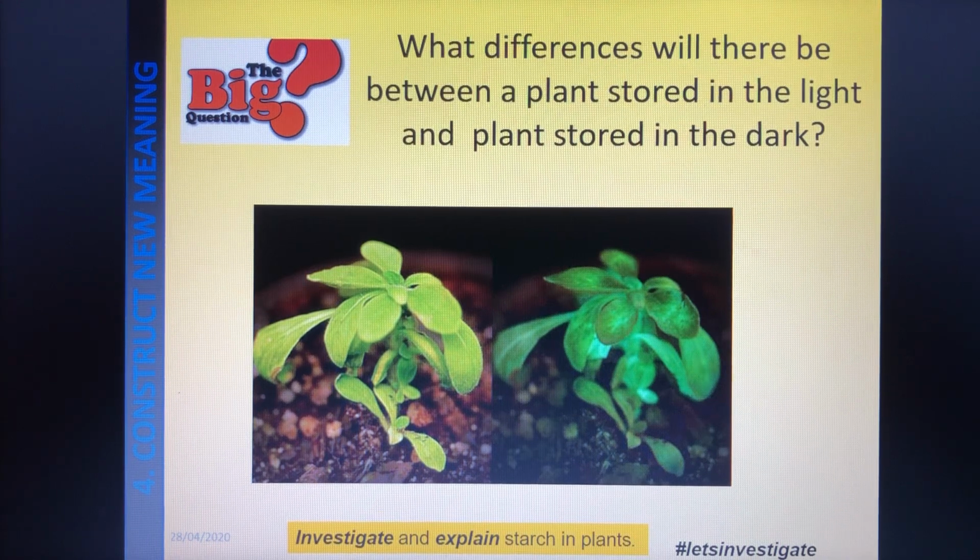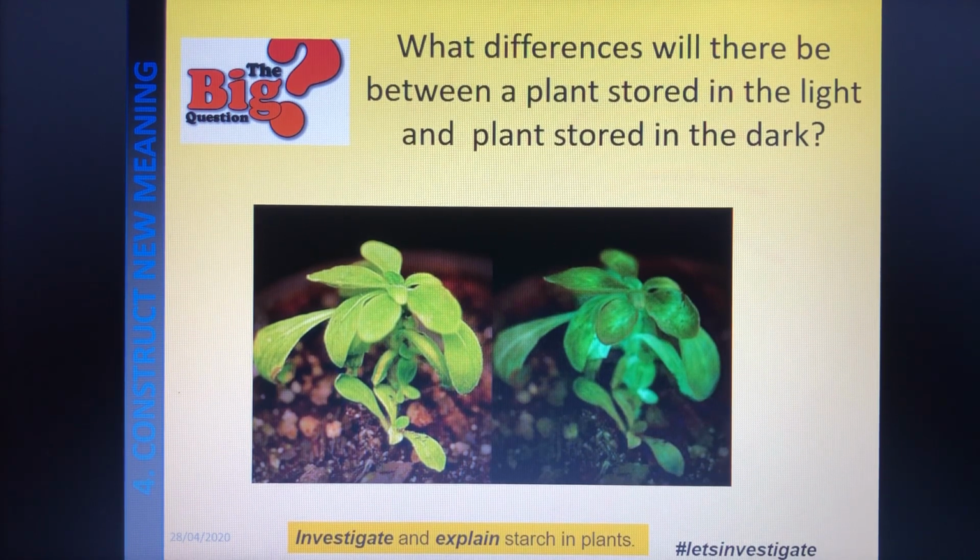So what we do is we take 2 plants, same species of plant, not that it really matters, and we store one in the dark for 24 hours, so we keep it in a cupboard covered over with a bin bag, and then we store one under a lamp for 24 hours. We tear off a piece of each of the leaves from each of the plants, and we investigate for starch.